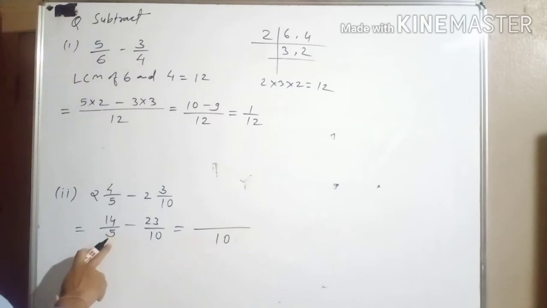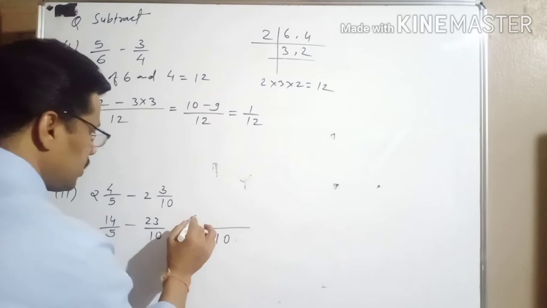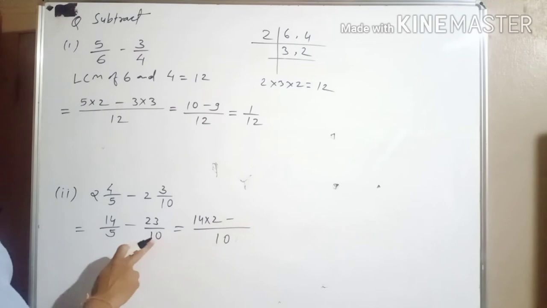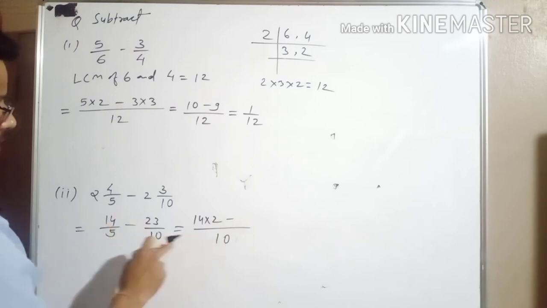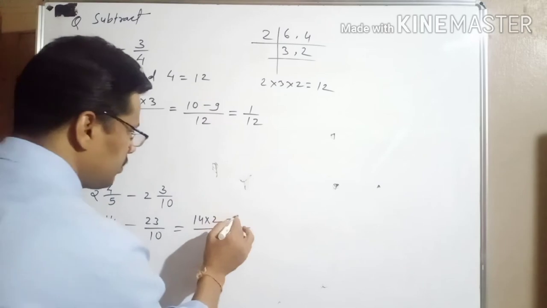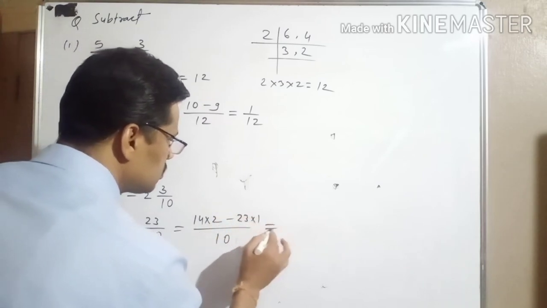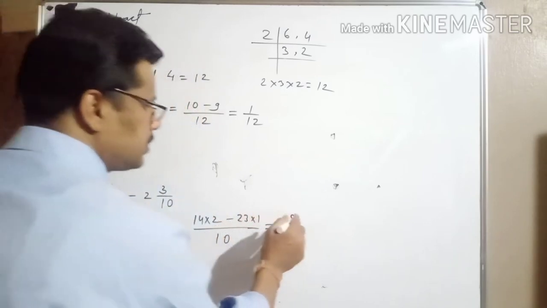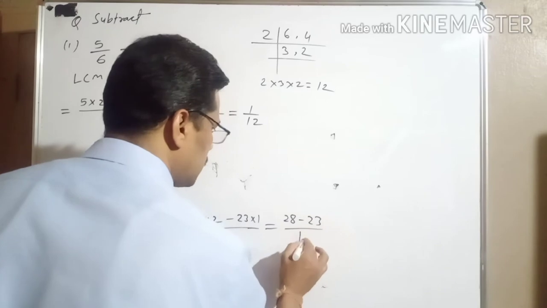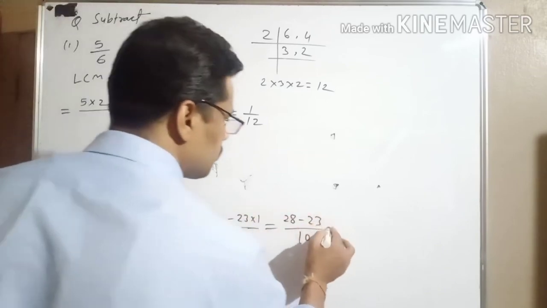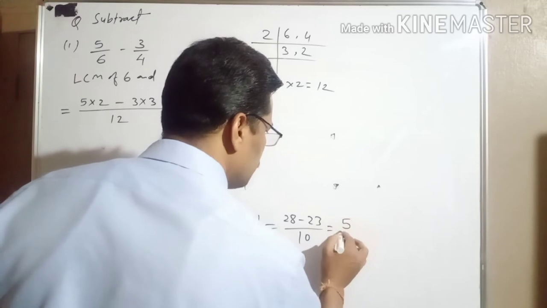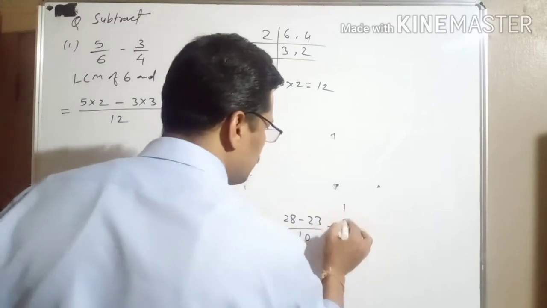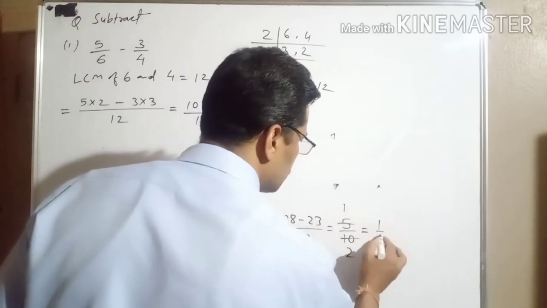Now this 10 divided by 5, you get 2. So 14 multiplied by 2, minus sign. Then 10 divided by 10, you get 1. 23 multiplied by 1. 14 2s are 28, 23 1s are 23 upon 10. Now you can subtract 23 from 28. So what we get here? 5 upon 10. Now this 5 and 10 can be cancelled by 5. 5 1s are 5, 5 2s are 10. What is the answer? 1 upon 2.